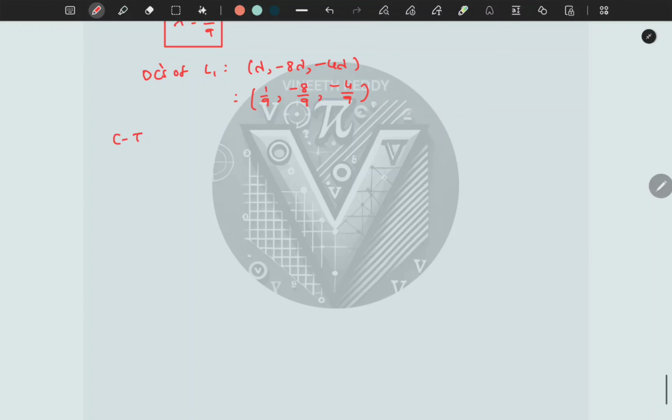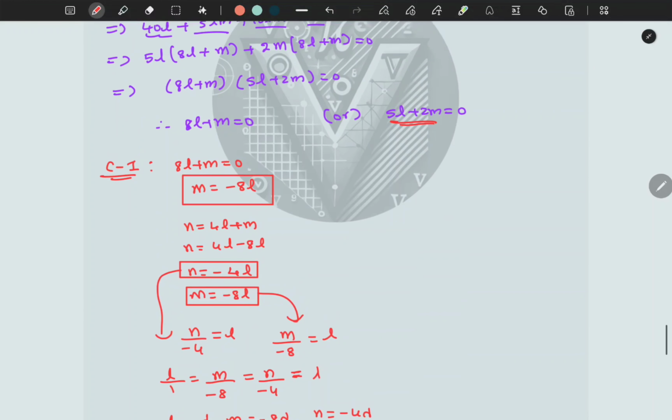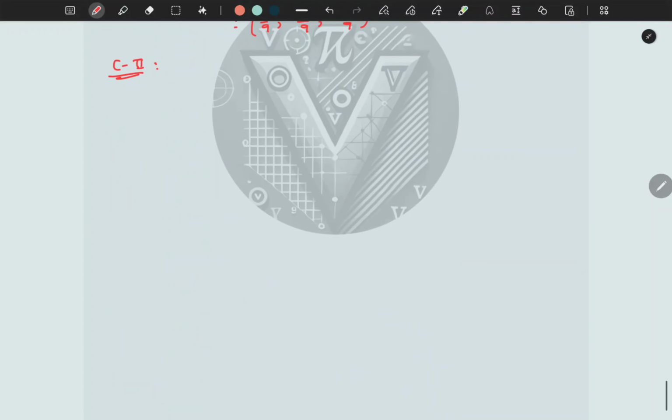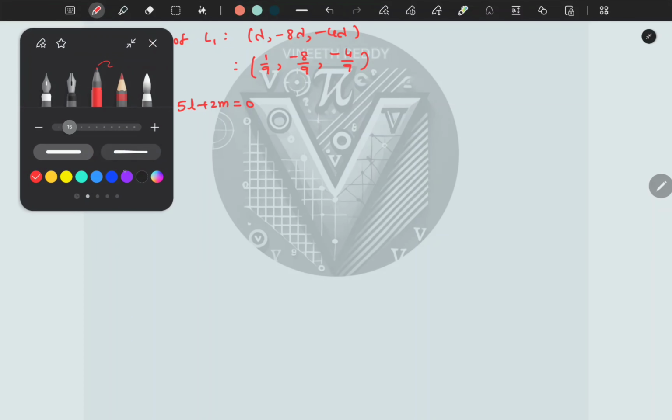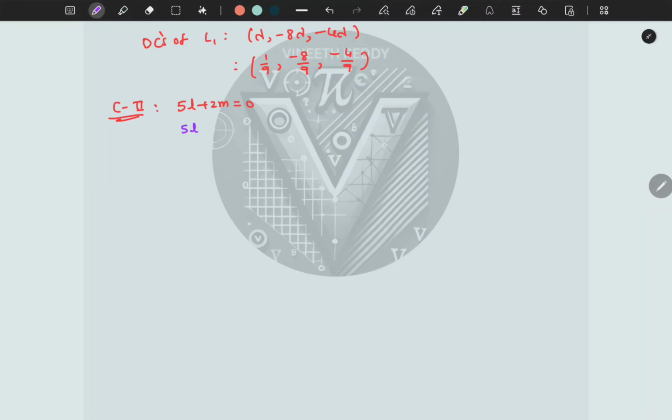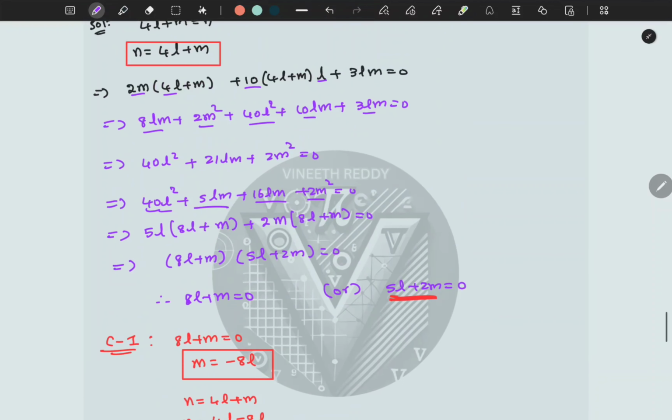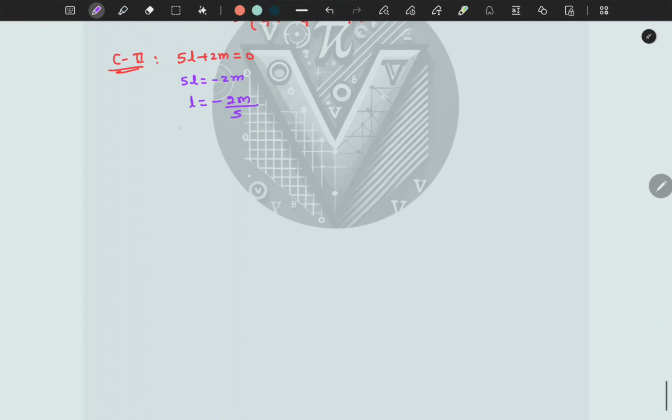Okay, now case 2. What is case 2? Case 2 is 5l plus 2m equals 0. So 5l is equal to minus 2m, so l is equal to minus 2m upon 5. And what is the original linear equation? n is equal to 4l plus m.